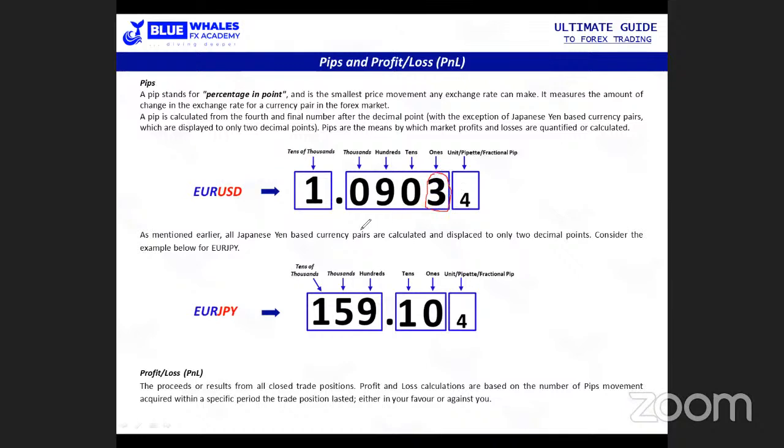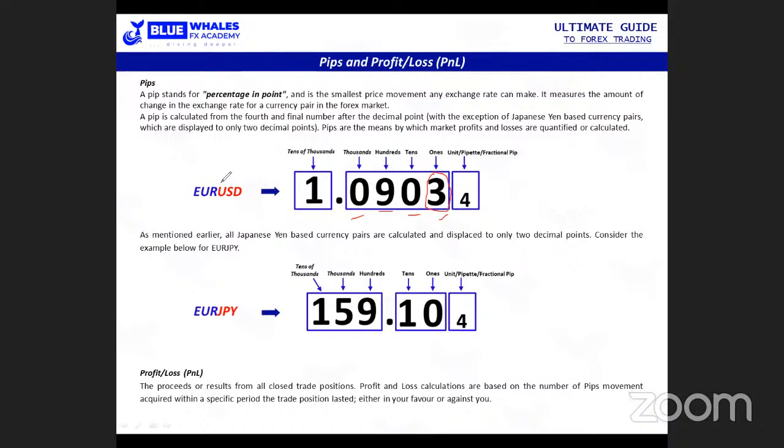Is the fourth, right? So when you count after the point, we have 1 here, 2 here, 3 here, this is 4. So this is where we start counting. And that number, the fourth number, is the ones. The third one is the tens. The second one is hundreds. The first one is thousands. And the whole number, which is the main one, is tens of thousands. So you should remember about that.